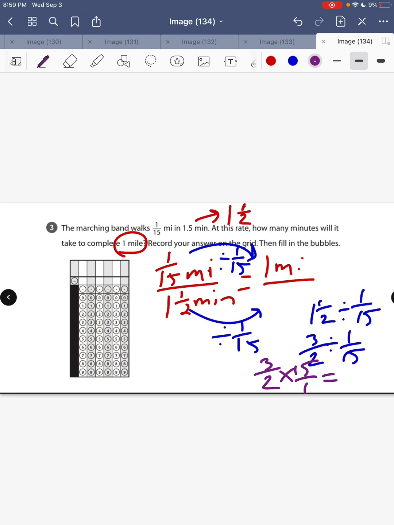3 times 15 is equal to 45, and 1 times 2 is equal to 2. So you could keep it as 45 over 2, or we could divide. 2 goes into 4 2 times. 2 times 2 is 4. Subtract, you get 0. Bring down your 5. 2 goes into 5, or you could make that a remainder, but for now, 2 goes into 5. 2 times 2 is 4. Subtract, you get 1, so that's 22.5.